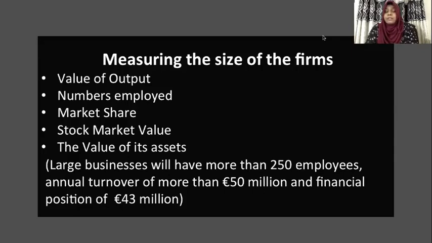So that means if they are large organizations, larger businesses will be having more than 250 employees, annual turnover of more than 50 million euro and their financial position of 43 million euro. So these are the ways to determine whether it is a large firm or small firm. As I mentioned, this size varies from context to context, and from country to country it may have differences.